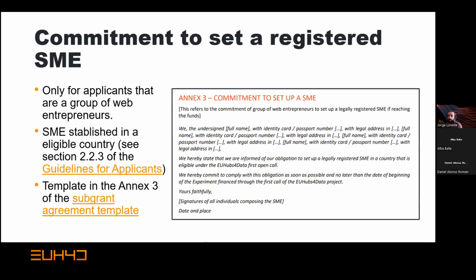And it is a document to specify that in case your proposal is selected for funding, you are committed to register an SME in an eligible country. There is a template for this commitment annexed as Annex 3 of the Grant Agreement template that you can download from the project website. Please use it to prepare this commitment if you are in the case of a group of web entrepreneurs. Obviously, if you're an SME that is already registered, you are not required to upload this document.